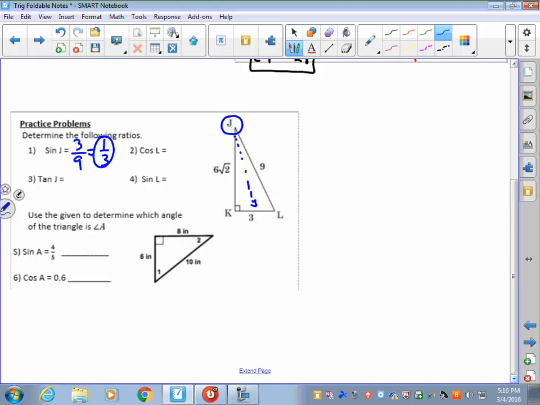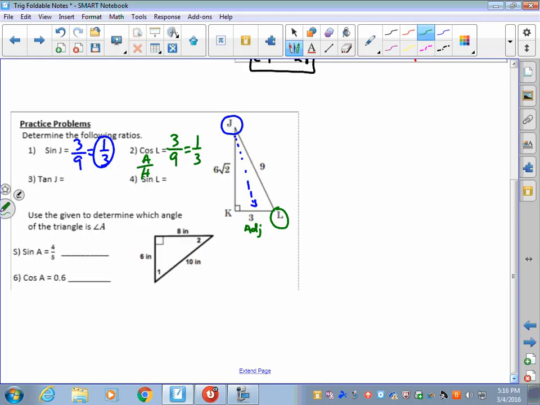Now, the next one is the cosine of L. So now I'm looking at this angle L. Cosine is adjacent over hypotenuse. So adjacent to L would be right here, segment KJ with the measure of 3. So we can do adjacent over hypotenuse, and then again we get 3 over 9, which equals 1/3.